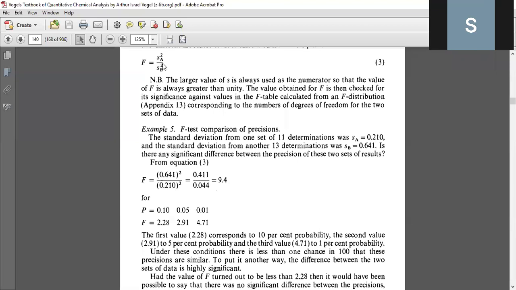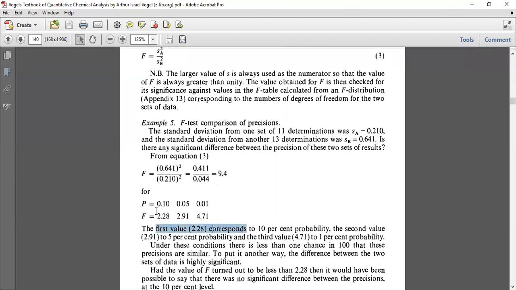F is equal to S square A divided by S square B. What is S square A? Which standard deviation value will we take as the numerator? Whichever is the larger value, that will be our numerator. So here you are getting 0.641. So 0.641 square divided by 0.210 square. After doing this calculation, you are getting 9.4.